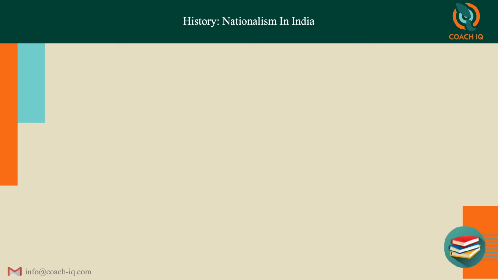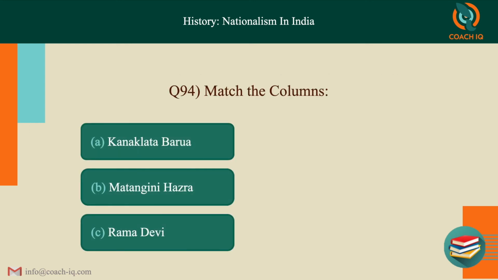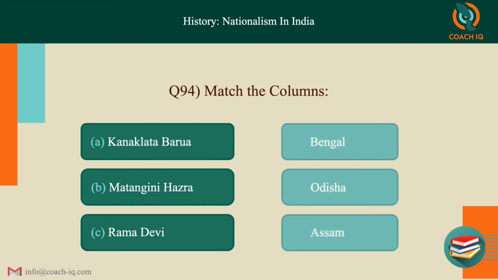The next one is match the column. Three names are given and 3 states are given. These are leaders associated with the Quit India movement, which ultimately led to the British leaving India. So you have Kanaklata Barua, Matangini Hazra, and Ramadevi. You have to associate them with their states. So Kanaklata is with Assam, Matangini Hazra is with Bengal, and Ramadevi is with Orissa. So this is your answer for this MCQ.